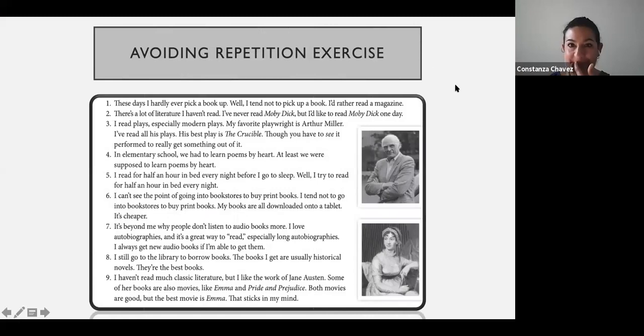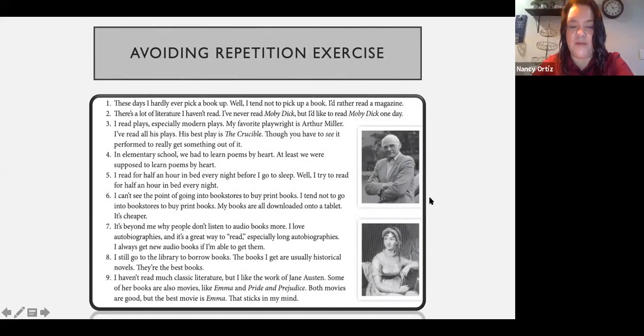Now let's do this activity, okay? We have 9 sentences. I'm going to help you with number 1. Check. These days, I hardly ever pick a book up. Well, I tend not to pick up a book. I'd rather read a magazine. Now the idea is to eliminate repetition. So here we would say, these days I hardly ever pick a book up. Well, I tend not to. I'd rather read a magazine. I don't need to say pick up a book.